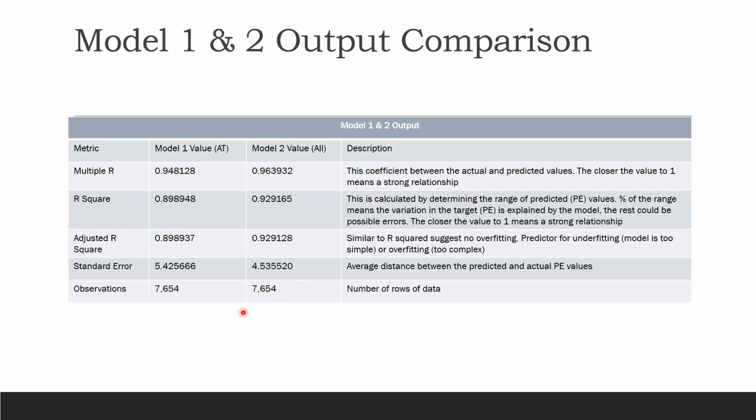This is a Model 1 and 2 output comparison between my Model 1 using that single value of ambient temperature and Model 2 using all features. So we can see that the model outputs are very similar, but what we're looking for in the first three here is a higher value closer to 1. The model accuracy evaluates in values 0 to 1, meaning that closer to 1 for these particular metrics indicates a higher form of accuracy, with 0 being less accurate.